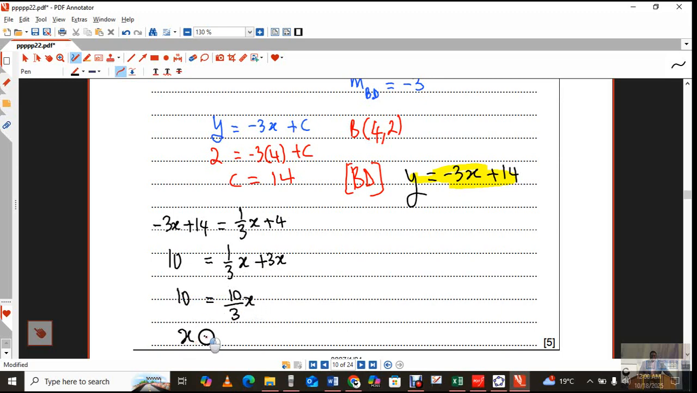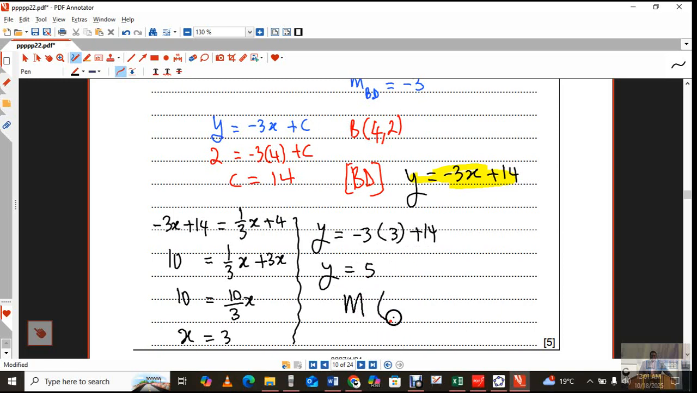This is going to give me the value of x is going to be 30 divided by 10. X is 3. Now, the fact that I now know what my x value is, I want to find my corresponding y value, and I can use this equation to find my y value. That is y equals to negative 3, and I'm going to put my value of x as 3 plus 14, and this tells me that y is going to be negative 9 plus 14, which is the same as 5, is it? 14 minus 9.